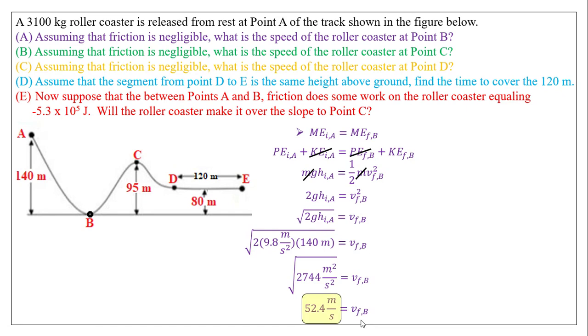All right, that is part A. Part B asks us to find what is the speed of the roller coaster at point B. Once again, pay attention to the wording. It says here this word is speed. So speed is a scalar, so I don't need to provide any sort of direction.